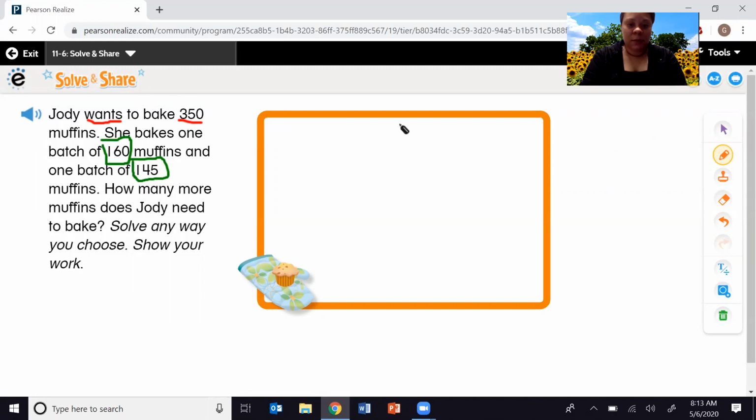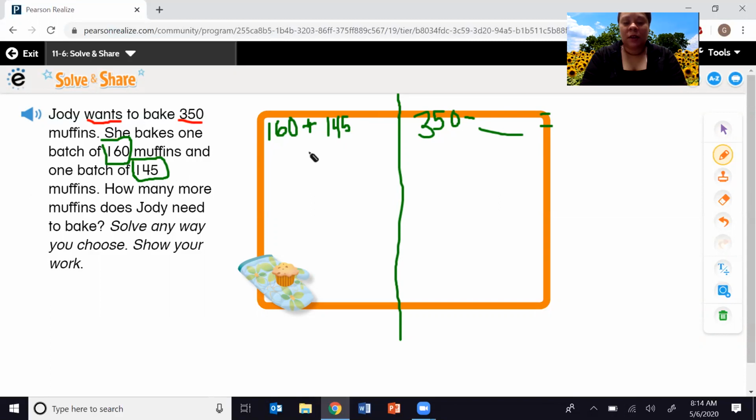So this is a two-step word problem. I'm going to split my board in half. My first problem is I have to figure out how much she has so far. So we're going to do 160 plus 145. And then whatever answer we get here, we're going to use 350 and subtract the answer that we get here.